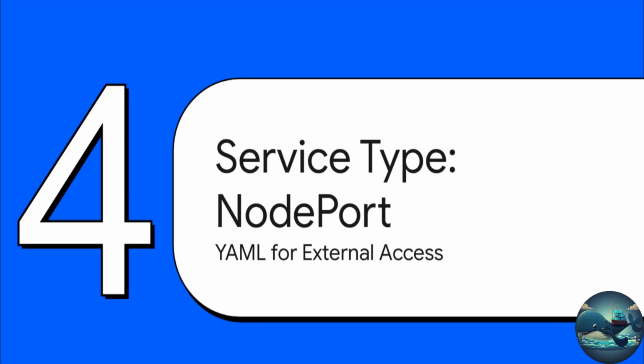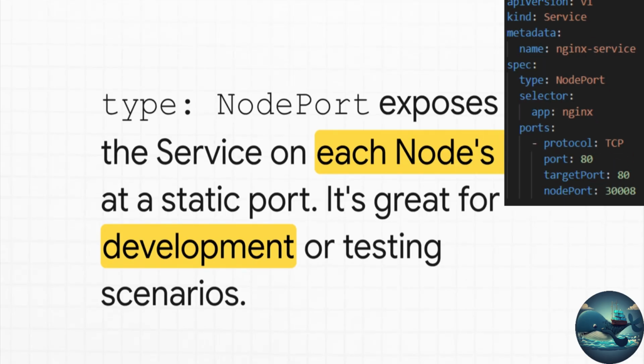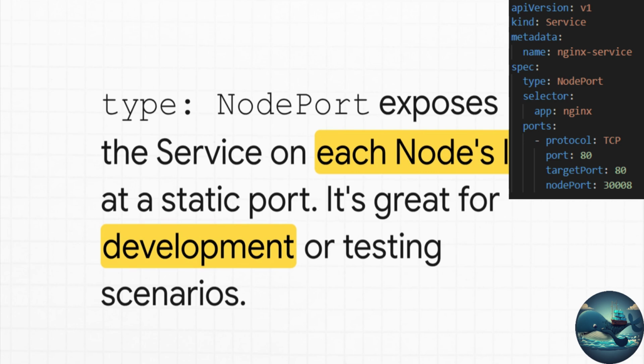So ClusterIP is awesome for internal traffic. But what if you actually need to get to your application from outside the cluster? Well, for that, one option is the NodePort service type. And here's the YAML for it. By setting the type to NodePort, we're telling Kubernetes to do something really specific: open up a static port on every single node in the cluster. It's a really fast way to get external traffic in, which makes it great for development or testing. But you probably wouldn't use it for a serious production app.